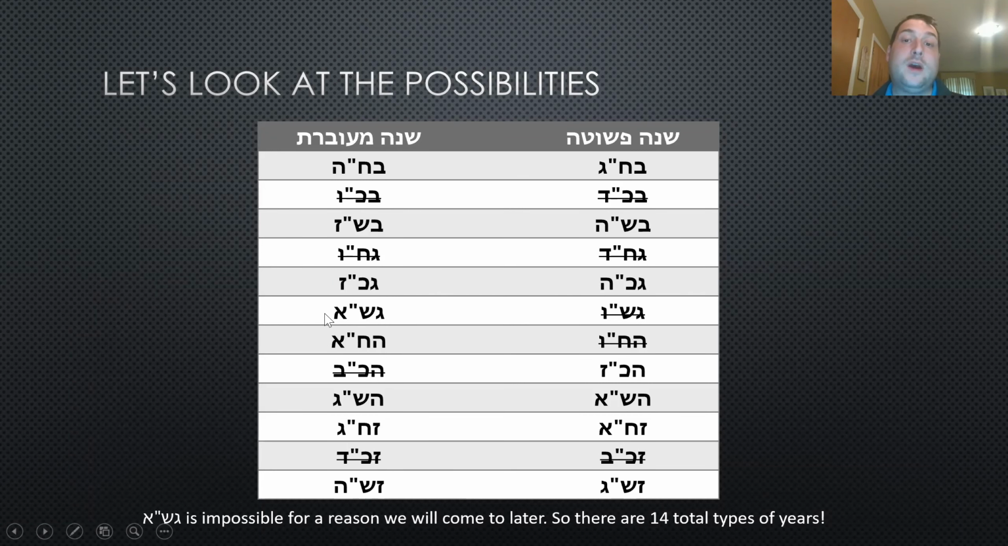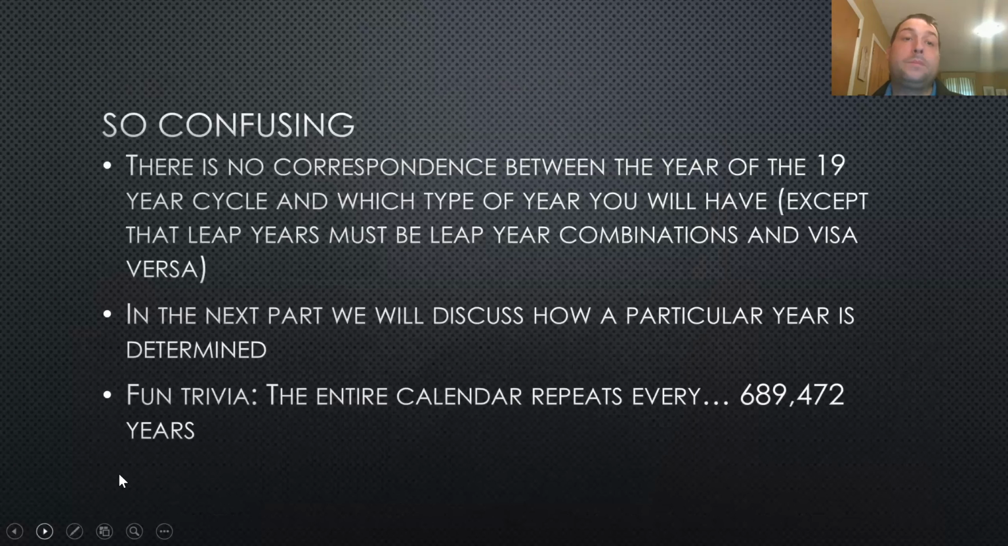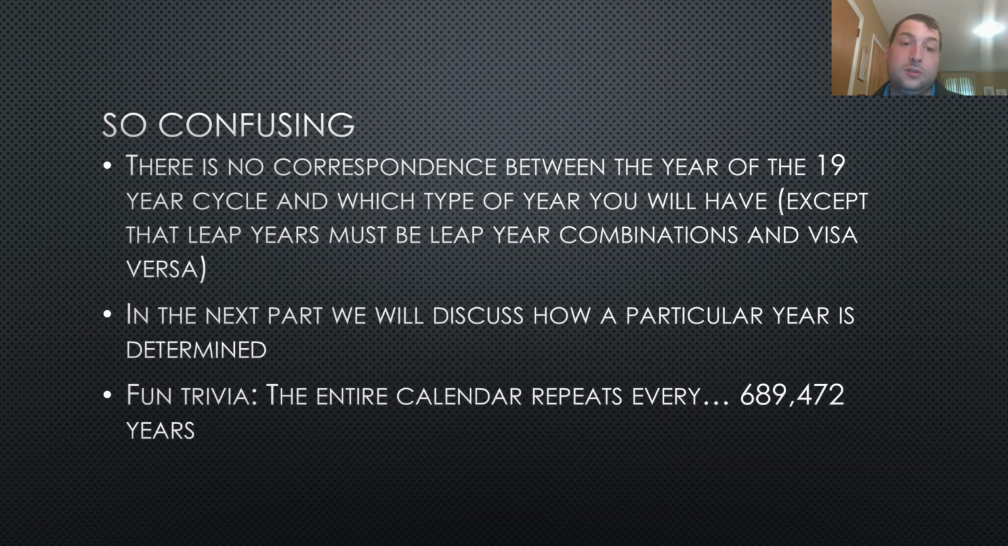So you'll understand why, even though there are 15 here that are not crossed out, actually there are only 14 that ever actually happen. And there's no correspondence with the different years. So the 19-year cycle and the 14 different types of years actually have nothing to do with each other. And the whole thing actually repeats every 689,472 years.